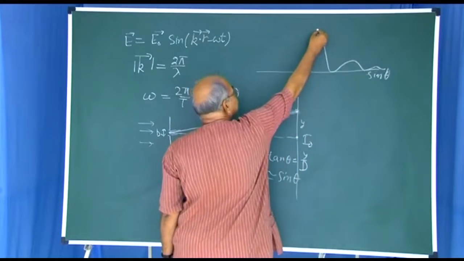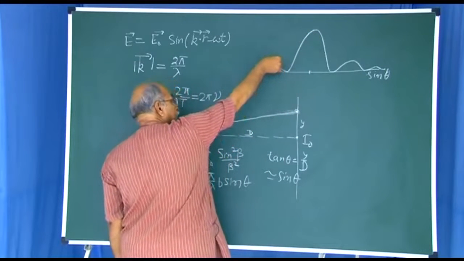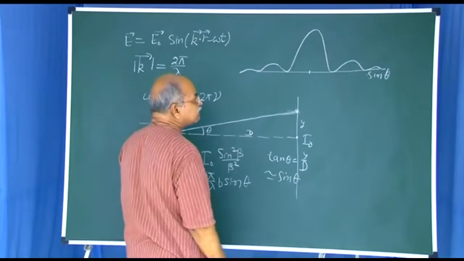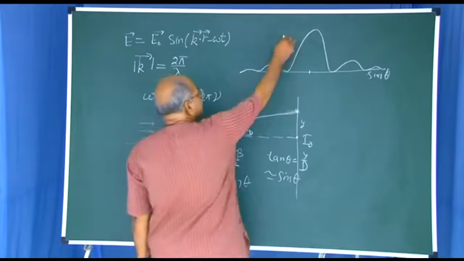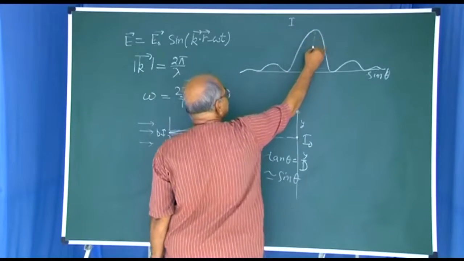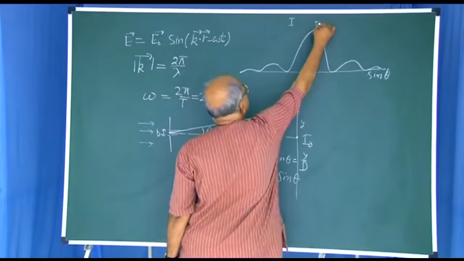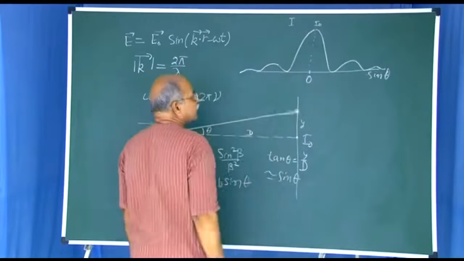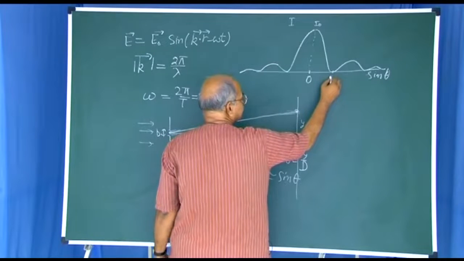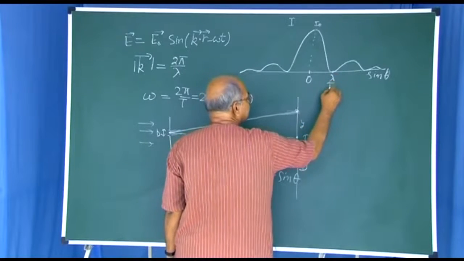Symmetrically on the other side. Something of that sort. What is this side? This side is intensity, and this is I naught. This is the central point, and the intensity is I naught here. This is sine theta equal to 0, and this point here is sine theta equal to lambda by b.